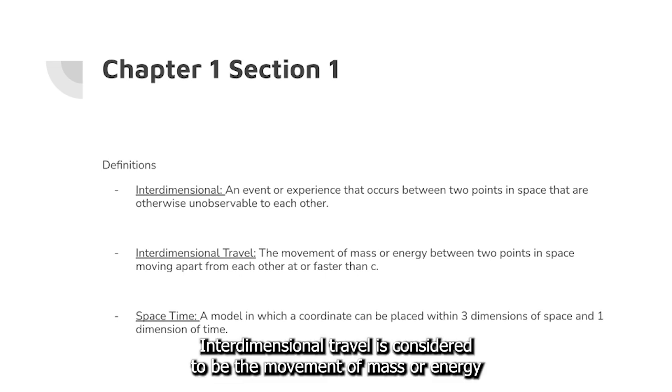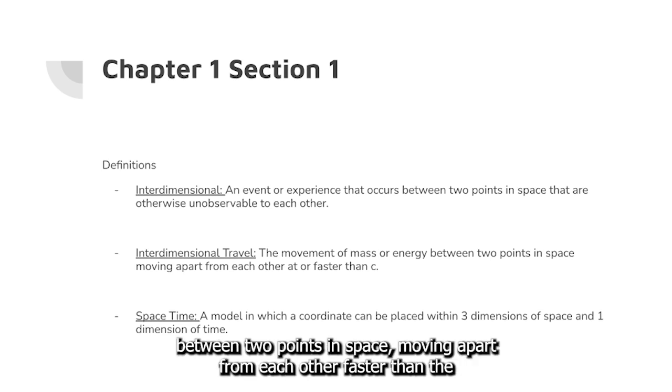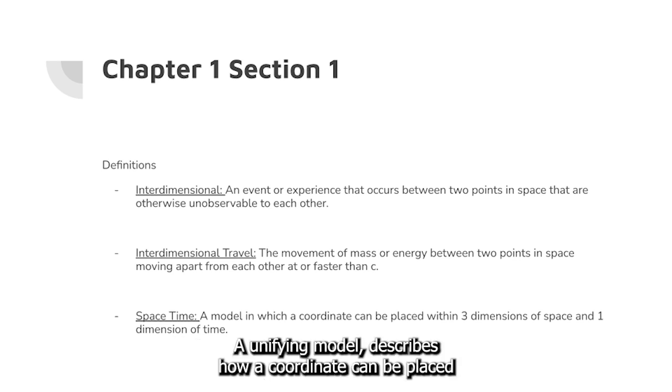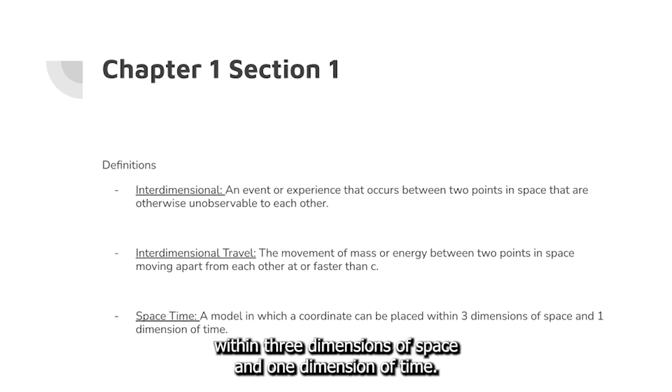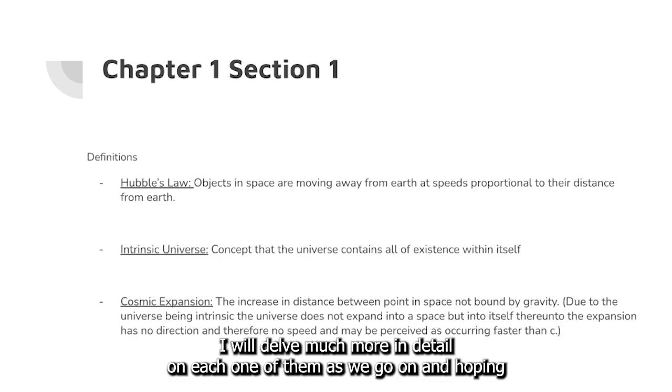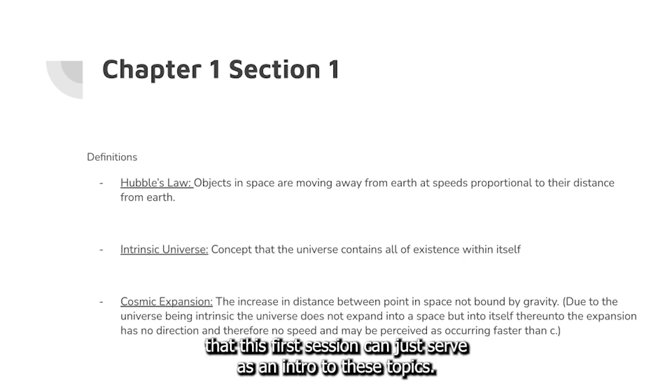Interdimensional travel is considered to be the movement of mass or energy between 2 points in space moving apart from each other faster than the speed of light. Spacetime, a unifying model, describes how a coordinate can be placed within 3 dimensions of space and 1 dimension of time. All these definitions will come into play throughout the semester. We'll delve much more in detail on each one of them as we go on. And I'm hoping that this first session can just serve as an intro to these topics.